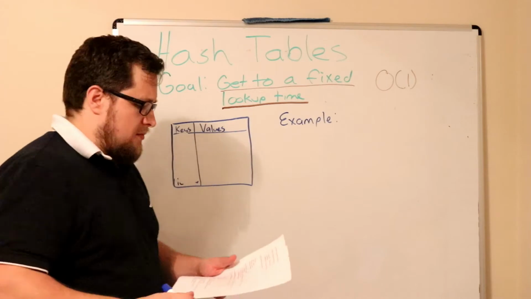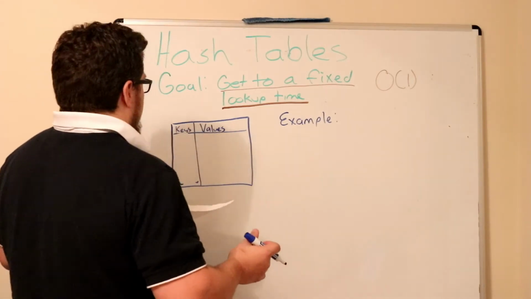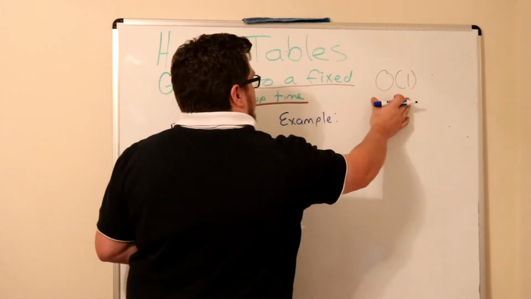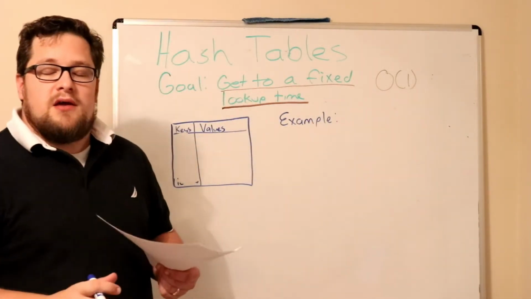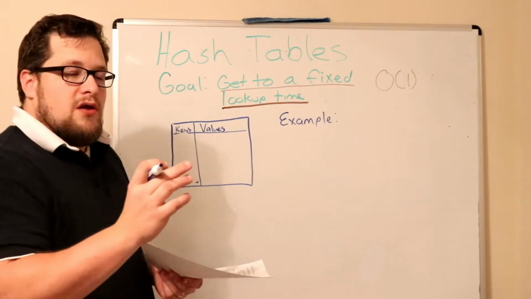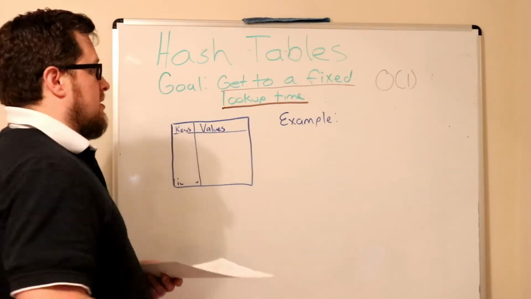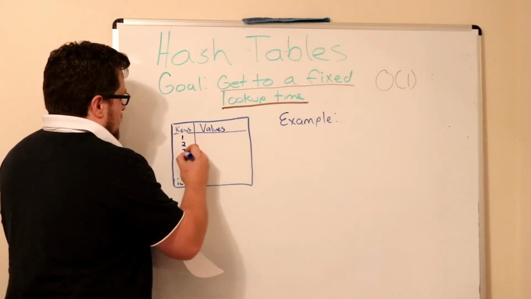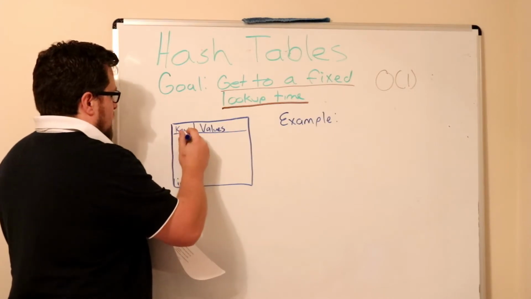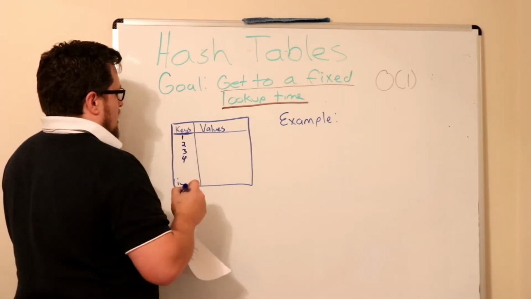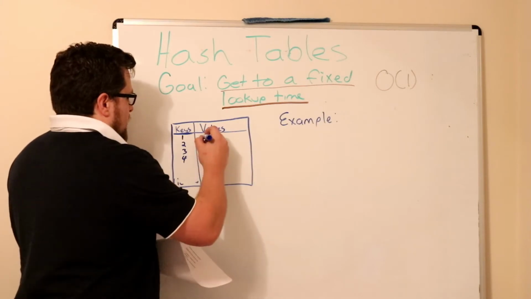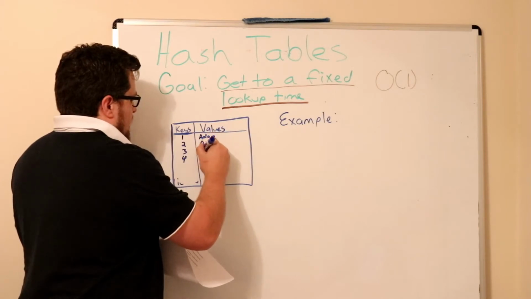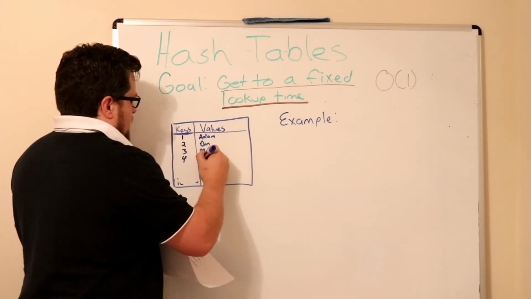To get a fixed lookup time, we're looking at big O of 1. That's a big thing to point out. We want it to be the same whether you're looking for one index or another, in a predictable time. So let's just say, for example, we're going to map 1, 2, 3, 4. These are integer keys. Very simple. And maybe we're mapping people's names to it. So let's say Adam, Dan, Mike, and then maybe Andrew.